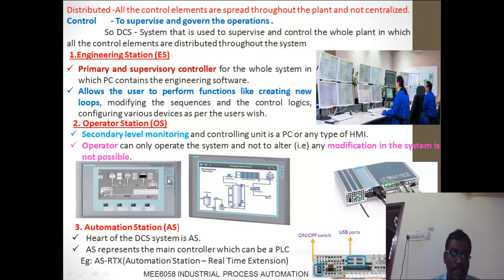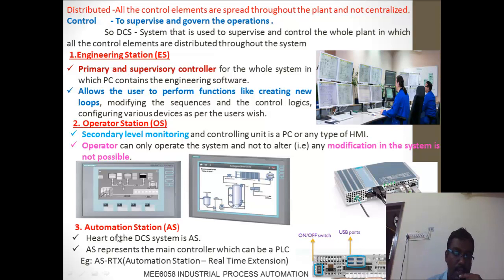Again, the operator does not have the rights to control the process. From the operator station, the data is transferred to the engineering station, and they have the rights to monitor what's happening. Even if the engineering station is not monitoring, the operator has the rights to inform the engineering station, and the engineers working there will change the sequence, modify the programs, and control the process.